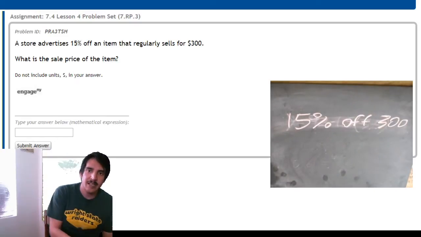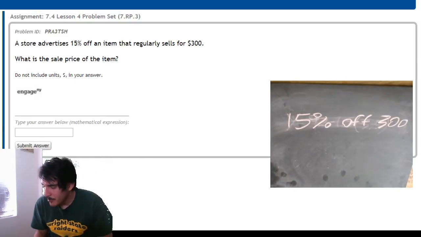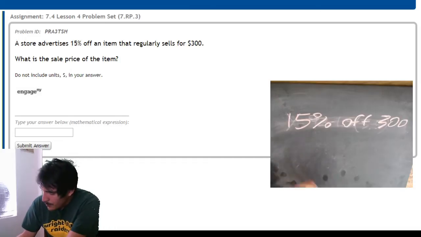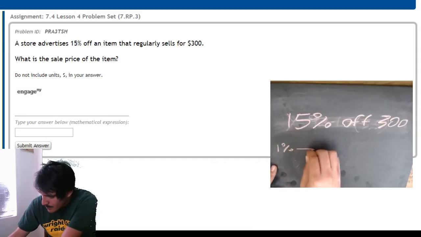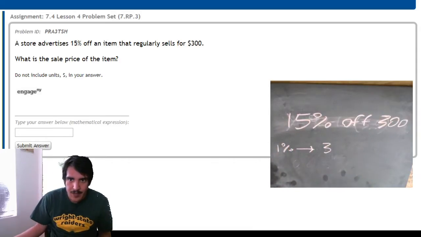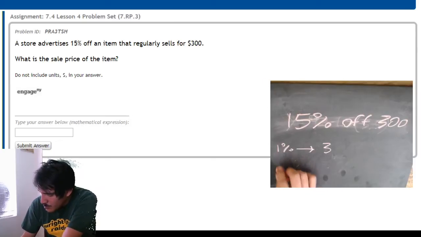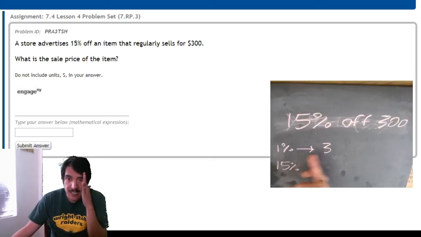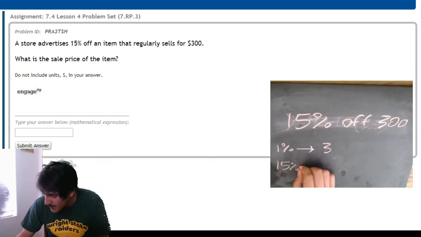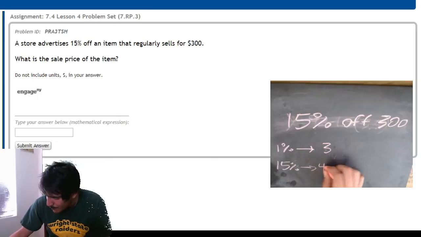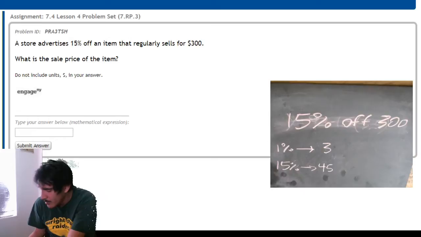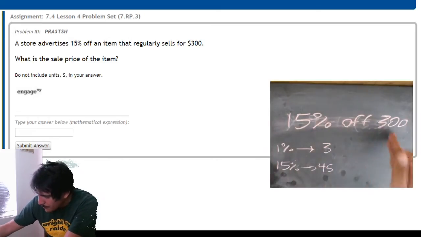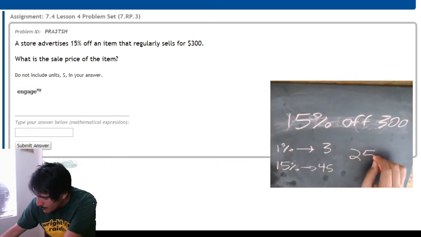We're going to do 15% off 300. So here's how we're going to do it. There's a couple of different ways you can do it. First, 1% of 300 is 3, right? 1% is 3, which means that for 15%, all we have to do is take that 1% and do times 15. So 3 times 15 would get us 45. So we found out that $45 is 15% of 300. So we have to do $45 off 300, which ended up being $255.